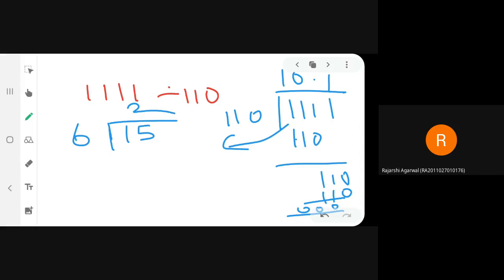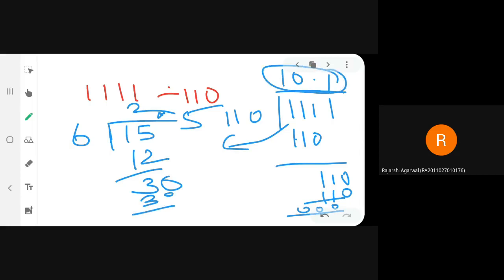6 2s are 12. So 12, 3 will be the answer. Then you are adding 10, you are putting on decimal point. Then how many times will it go? 5 times, 6 5s are 30. Okay, so what is the decimal equivalent of 10.1? Is it equivalent to 2.5? Yes, ma'am.